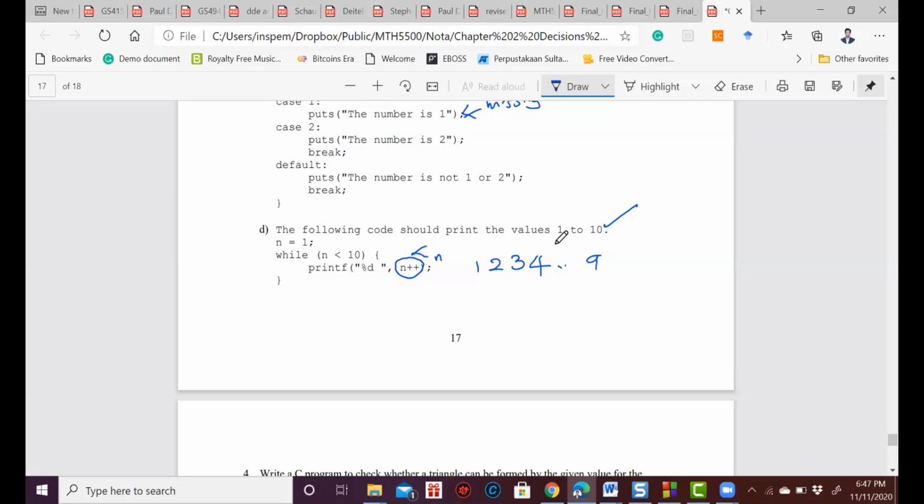No, less equal. Or put n less than or equal to 10. Yeah, right, this one. Less than or equal 10, yes. This one is simply less equal.